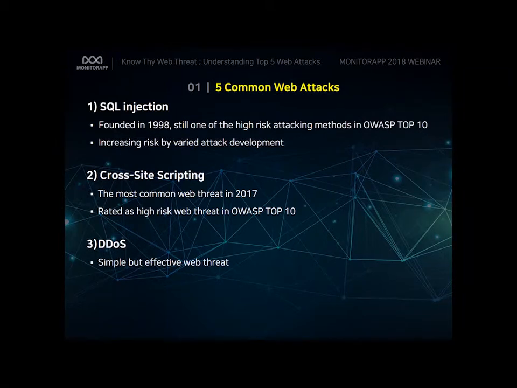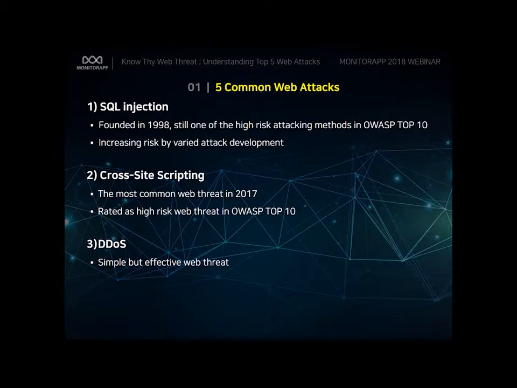So, the first question you might ask would be, why these 5 web attacks? What's the criteria? I picked this list from OWASP Top 10, the most recognizable institution on web threats. These 5 web attacks are the most common and high risk or growing threats. However, it may be easy to stop them as well. First is SQL Injection. First found in 1999, still an effective and high risk attack. SQL injection has a lot of variation, which increases the risk of intrusion.